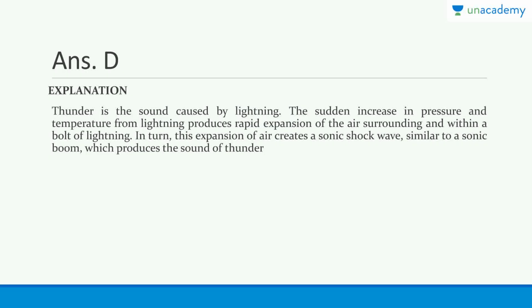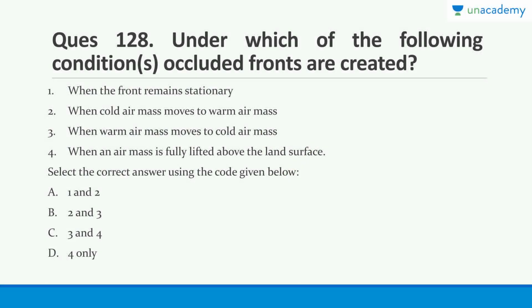So thunder is the sound which is produced by lightning. The sudden increase in pressure and temperature from lightning produces rapid expansion of the air surrounding and within a bolt of lightning, and in turn this creates a sonic shock wave similar to a sonic boom. A sonic boom also happens when a jet passes, traveling faster than the speed of sound, which produces the sound of the thunder.